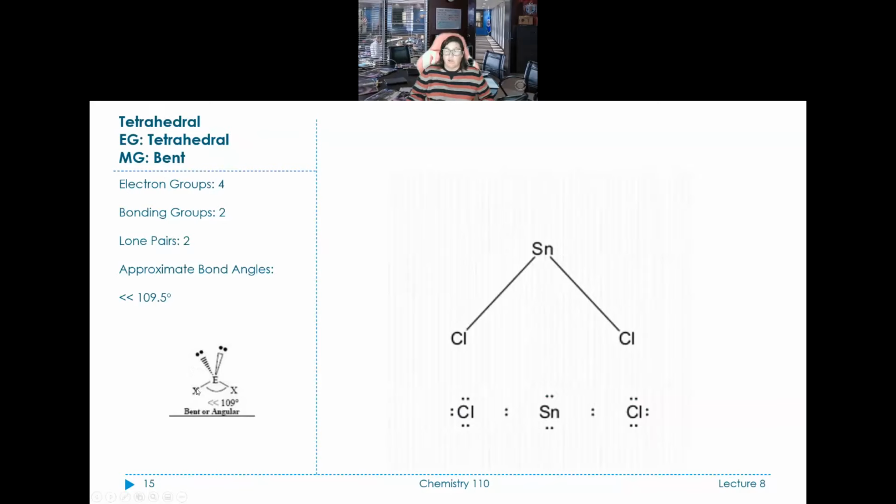So again, we have 2 of these that are bonding pairs. We still have 2 sets of non-bonding pairs that are up here. So this thing is bent. All right. 2 sets of non-bonding pairs, 2 lone pairs. That means that this is bent. Okay.